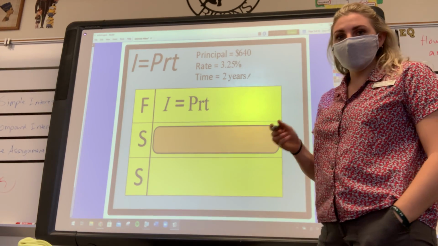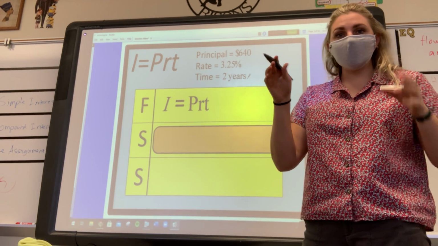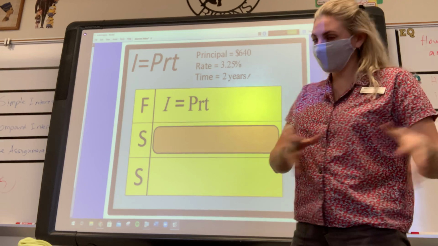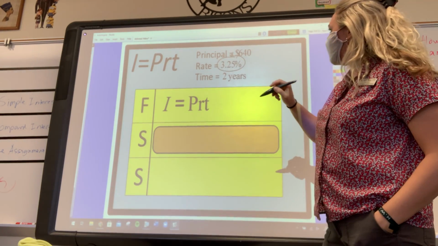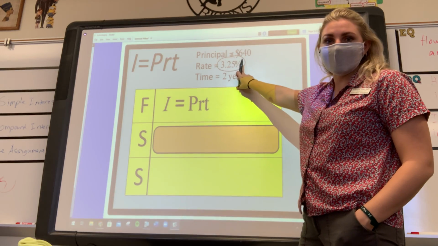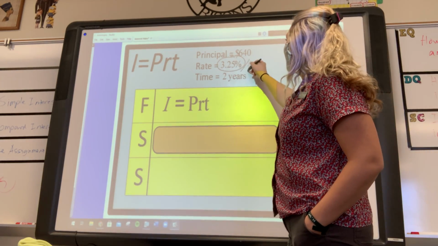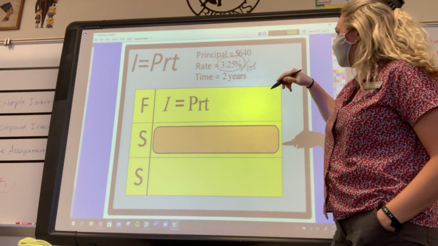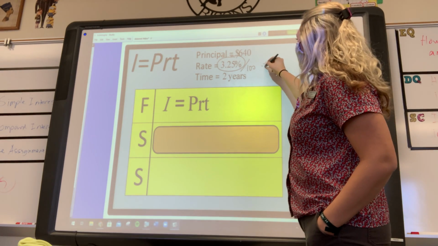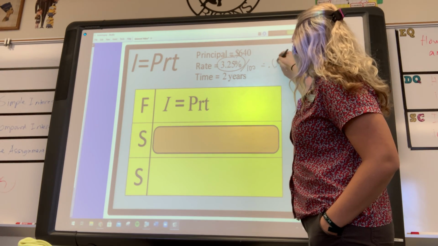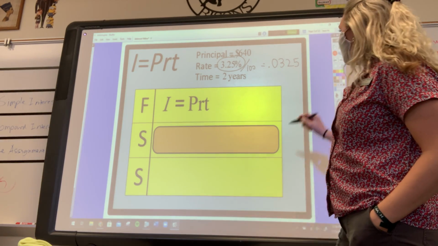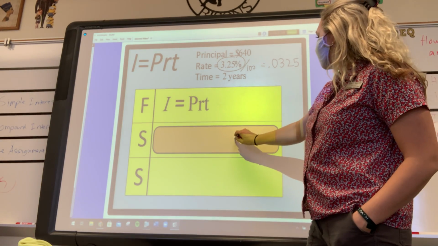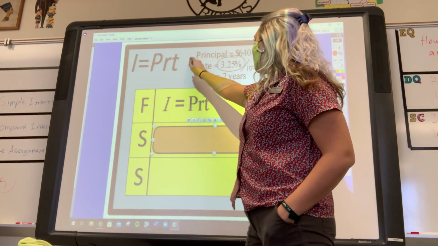And the only number we need to worry about changing before we put them into our formula is this rate right here. So just like Mr. Campbell said, anytime you see a percent, this is a percent out of 100, so we need to divide, which would then leave us with 0.0325.